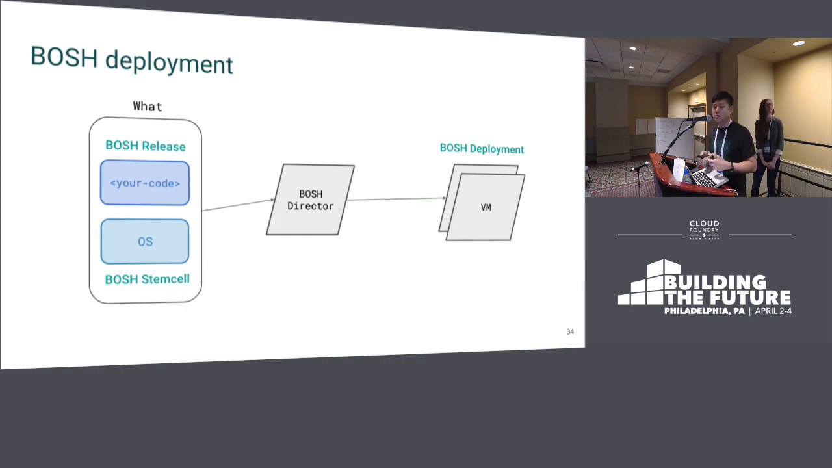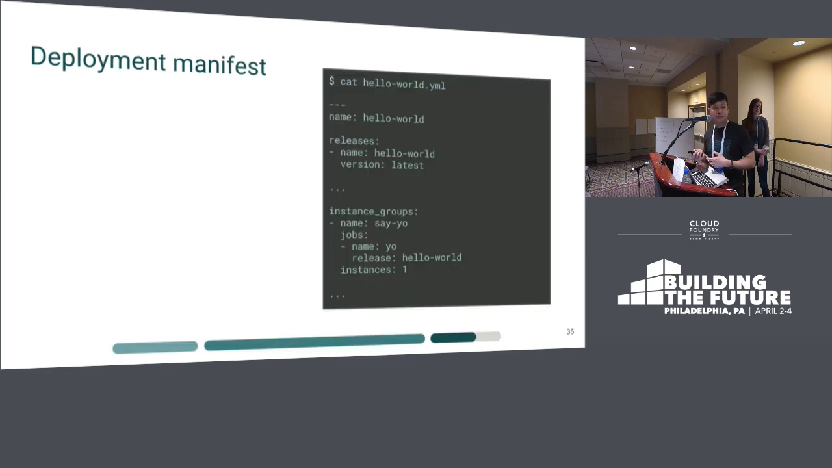One thing that I left out of this diagram is the how, and we call that the Bosh manifest. In the Bosh manifest is where you specify things like VM size, the number of VMs you want to use, some networking information, and that's the how. And it's usually written, or it has to be written, in YAML.